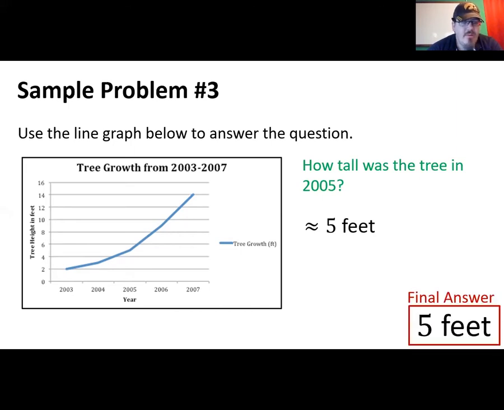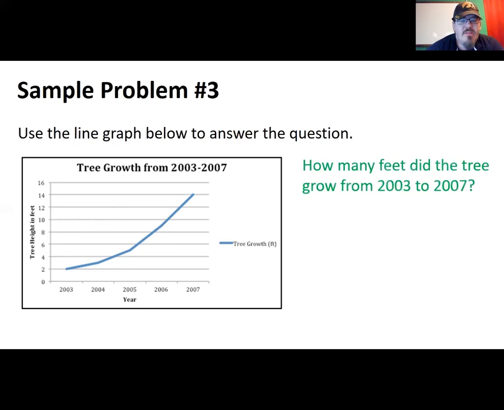So there you go. That's really all there is to it. This one, the scale is exactly what it is saying. There's no having to multiply or anything like that, like we did in the previous example with the bar graph. So our answer is just 5 feet.